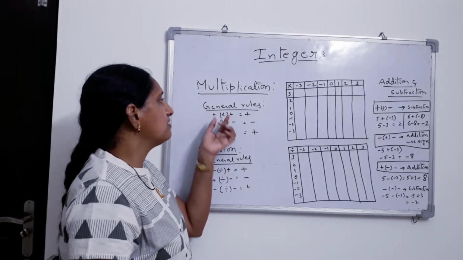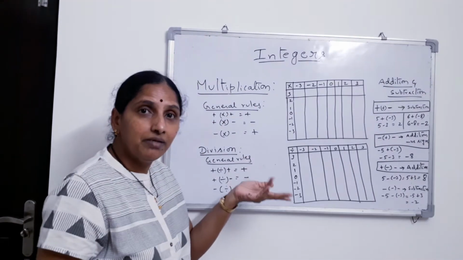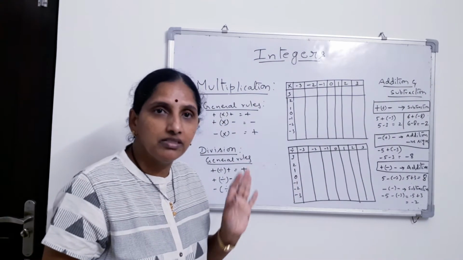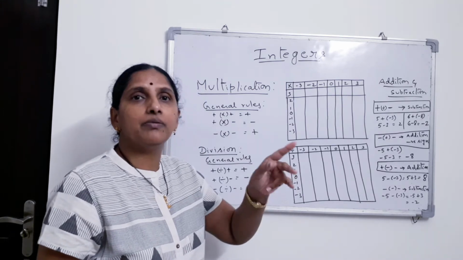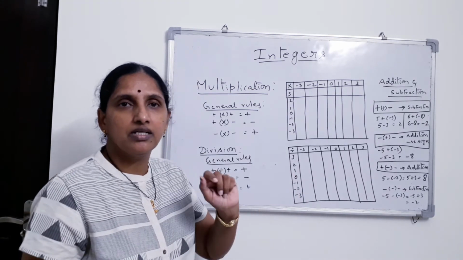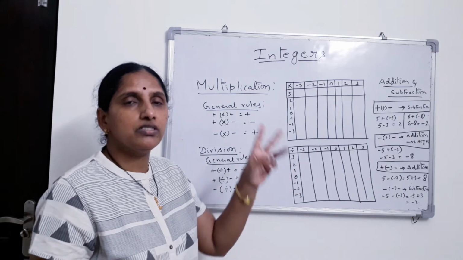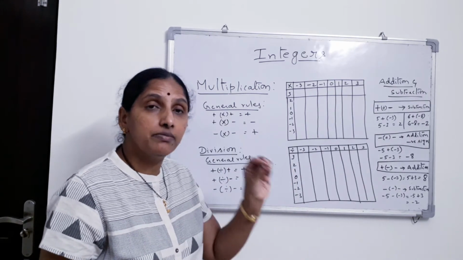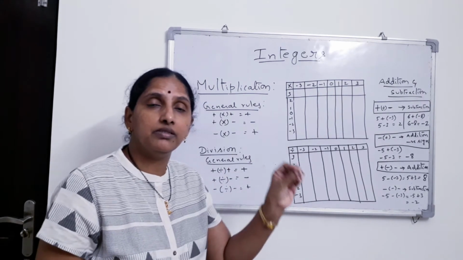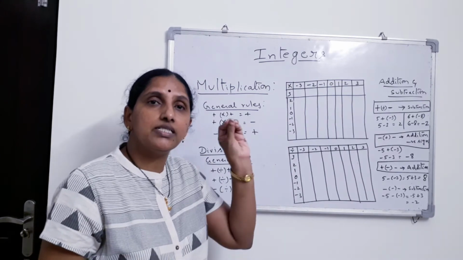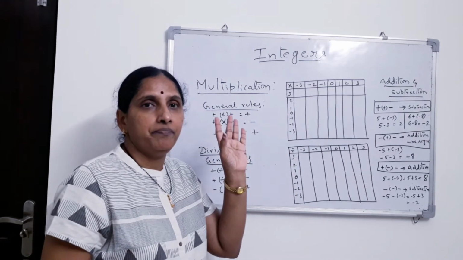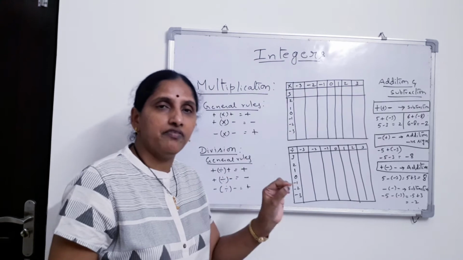See, a positive integer and a positive integer when multiplied, you will get a positive integer only. Yes, 2 multiplied by 3 is equal to 6. 2 is positive, 3 is positive, 6 is positive, and nothing is mentioned in front of the number. It means that it is positive. Please keep that in mind. If it is negative, it should be specified.